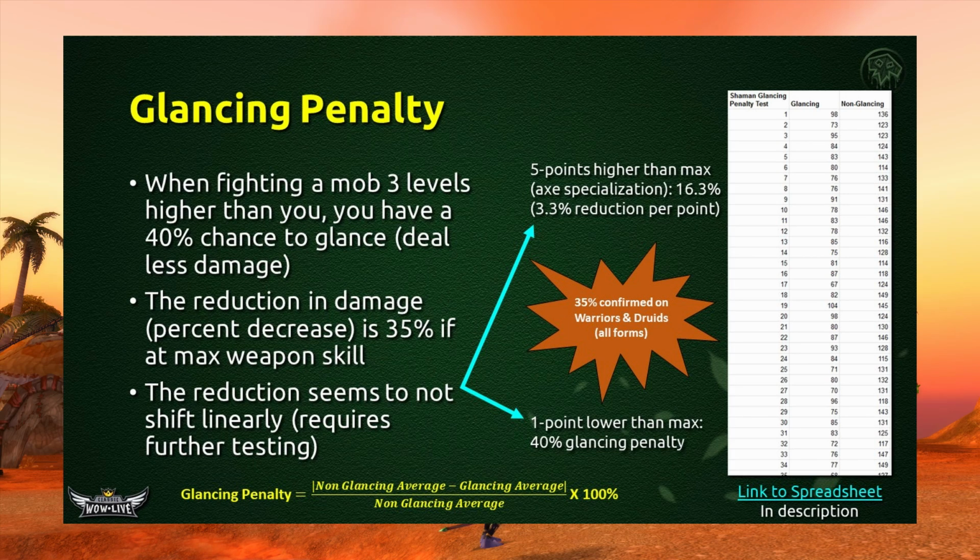This requires a lot more testing. There is a spreadsheet, the link will be in the description if you want to see the tests we did. We did them both on private servers and we did them on Classic WoW Beta. But the most important thing is that if you're at max weapon skill and you're fighting a boss, you're going to be seeing a 40% chance to get a 35% reduction in melee damage unless you increase your weapon skills with either racials or gear, and that could minimize your DPS loss.